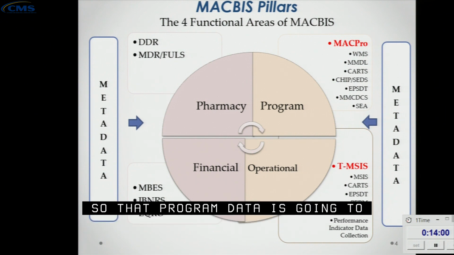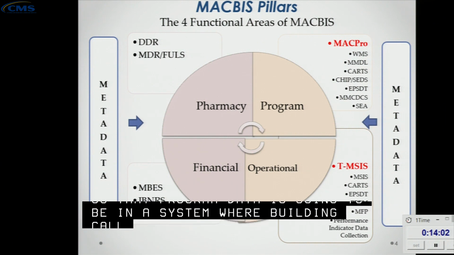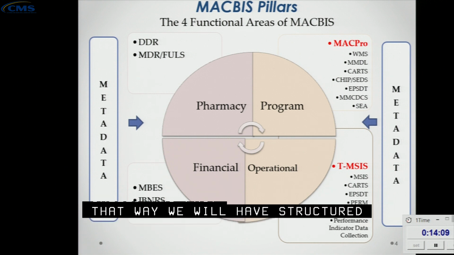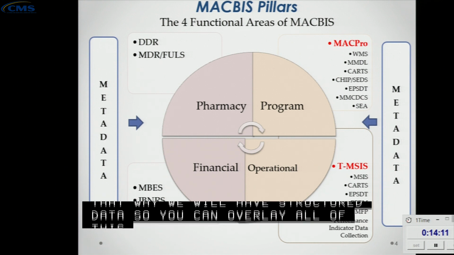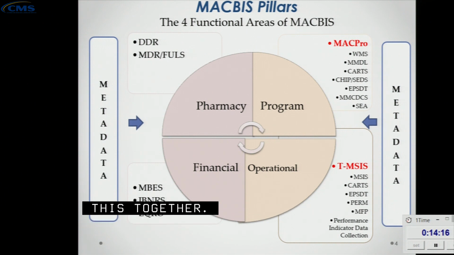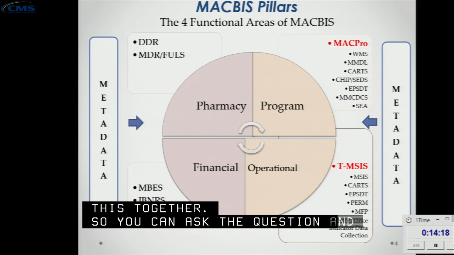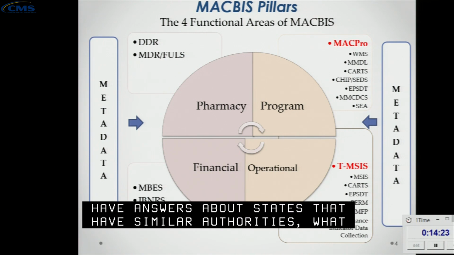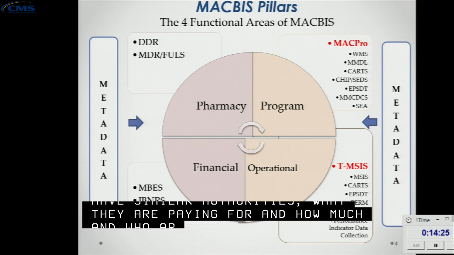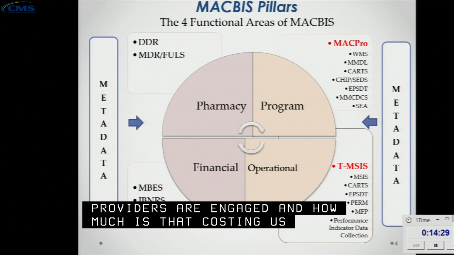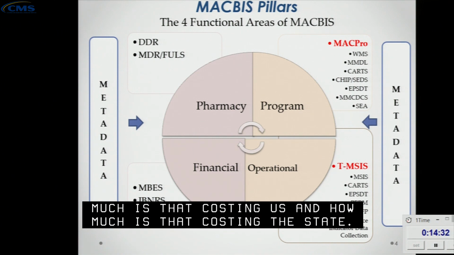Everything is the Medicaid and CHIP at the top, to keep things straight. And so that way we'll have some structured data, so you'll be able to overlay, if you put all these together, structured data on all these different data sets, so you could ask the question and have answers about states that have these similar authorities: are paying for what, how much, and who are they seeing, and what are the outcomes, and what providers are engaged, and how much is that costing us, and how much is that costing the state in terms of total cost of care. It's a powerful data set, a powerful question to be able to answer.